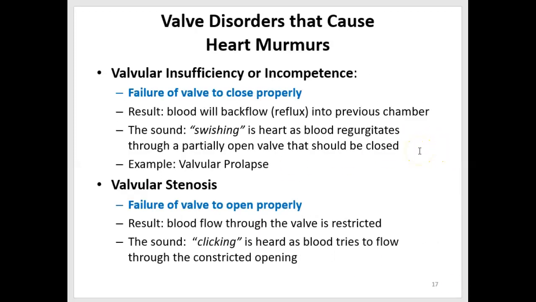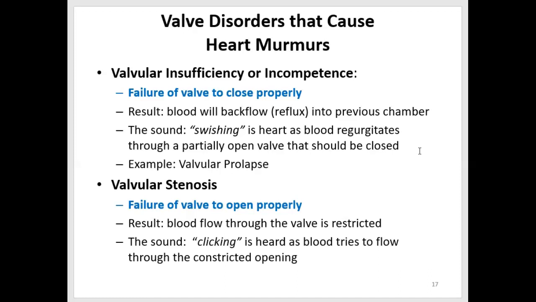There are two categories of disorders related to valve function that cause heart murmurs. At least two categories that are the most common. One category is valvular insufficiency or incompetence. The other category is valvular stenosis. They can be distinguished from each other by two factors. One, by the different sounds that they cause, and two, by how the valve actually malfunctions. In one case, the valve doesn't close properly, and in the other case, the valve doesn't open properly.